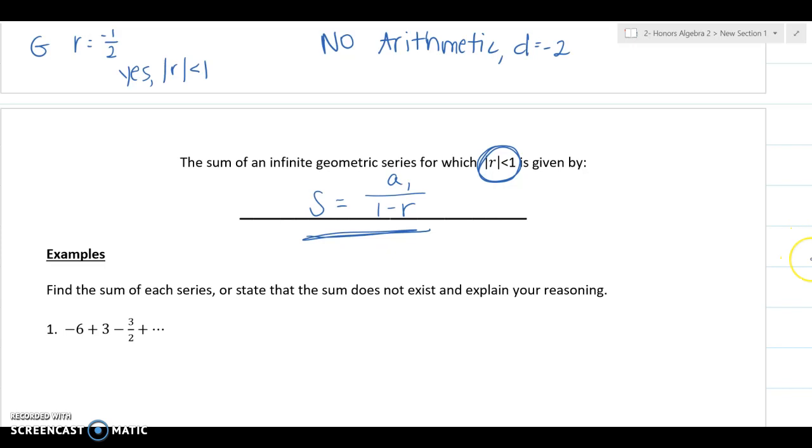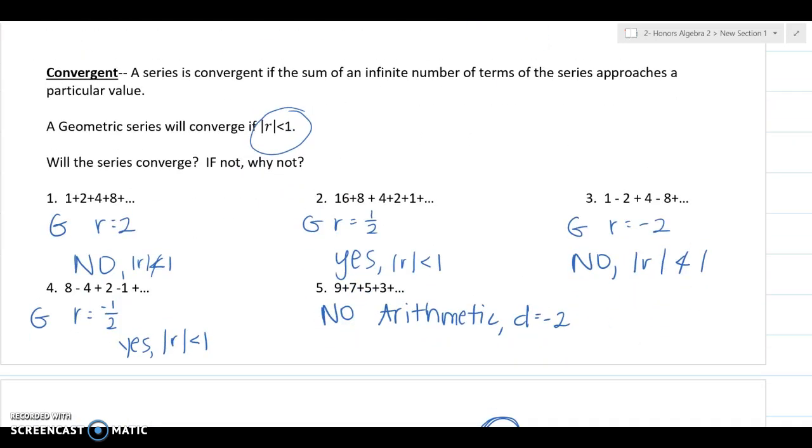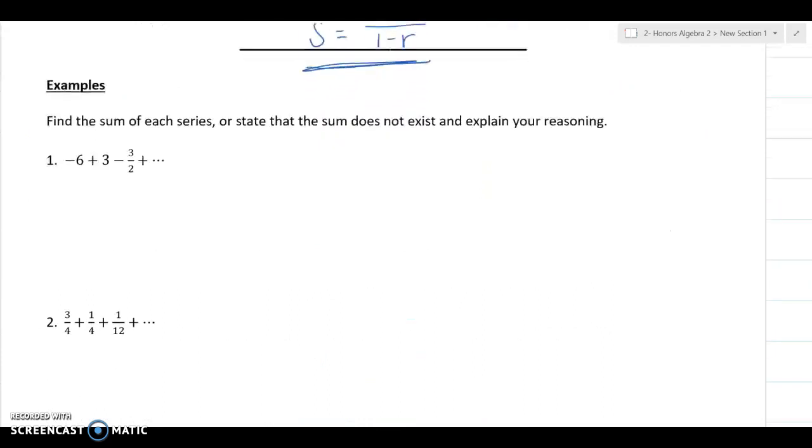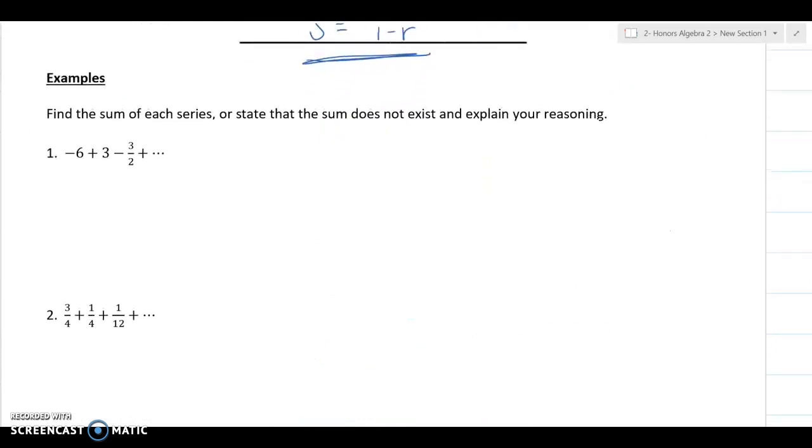So if you do not have a converging infinite geometric series, that means you can only find the partial sum of your geometric series. That's what we're going to do in these next 3 examples. It says find the sum of each series, so it doesn't say arithmetic or geometric, so I have to determine that first. And then it says, or state the sum does not exist and explain why.